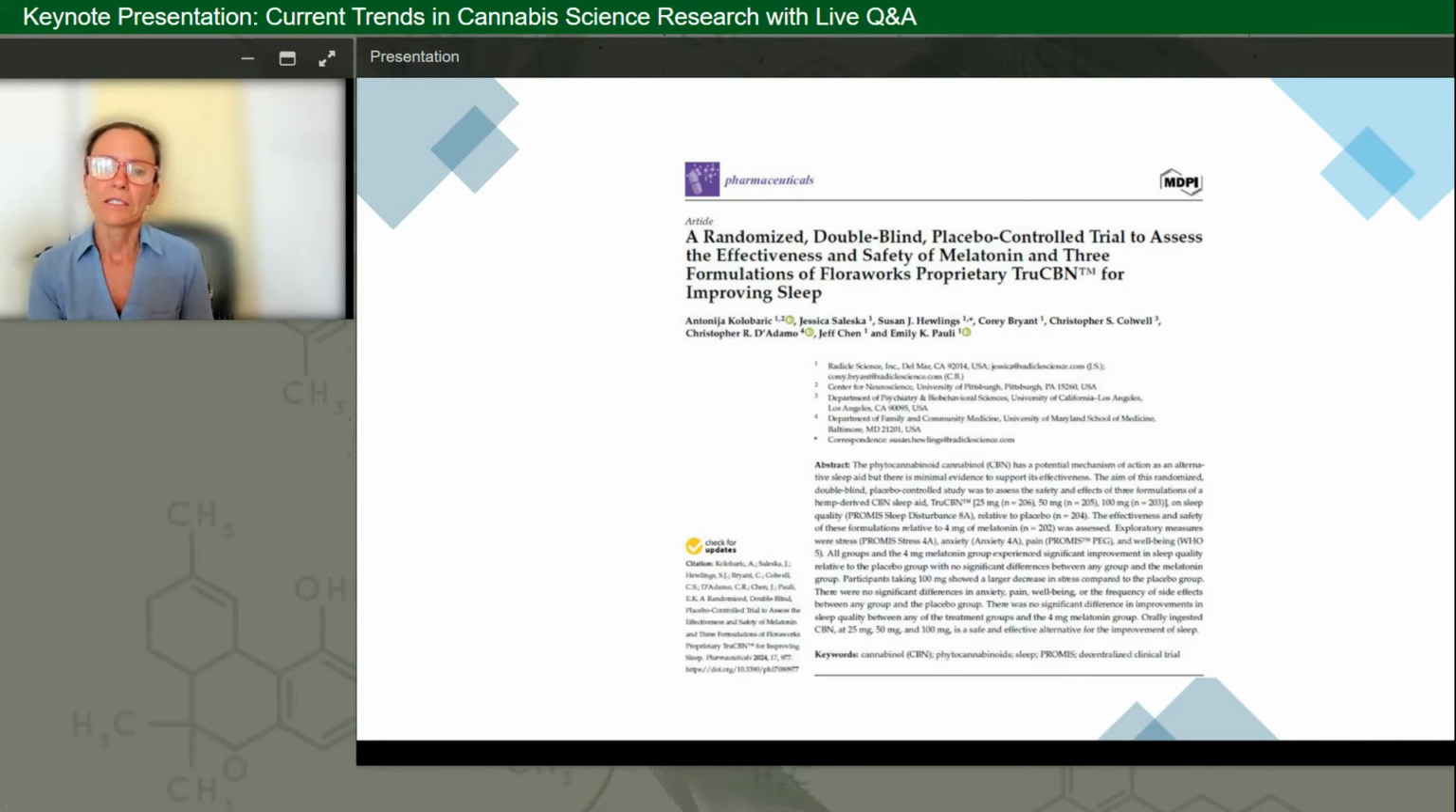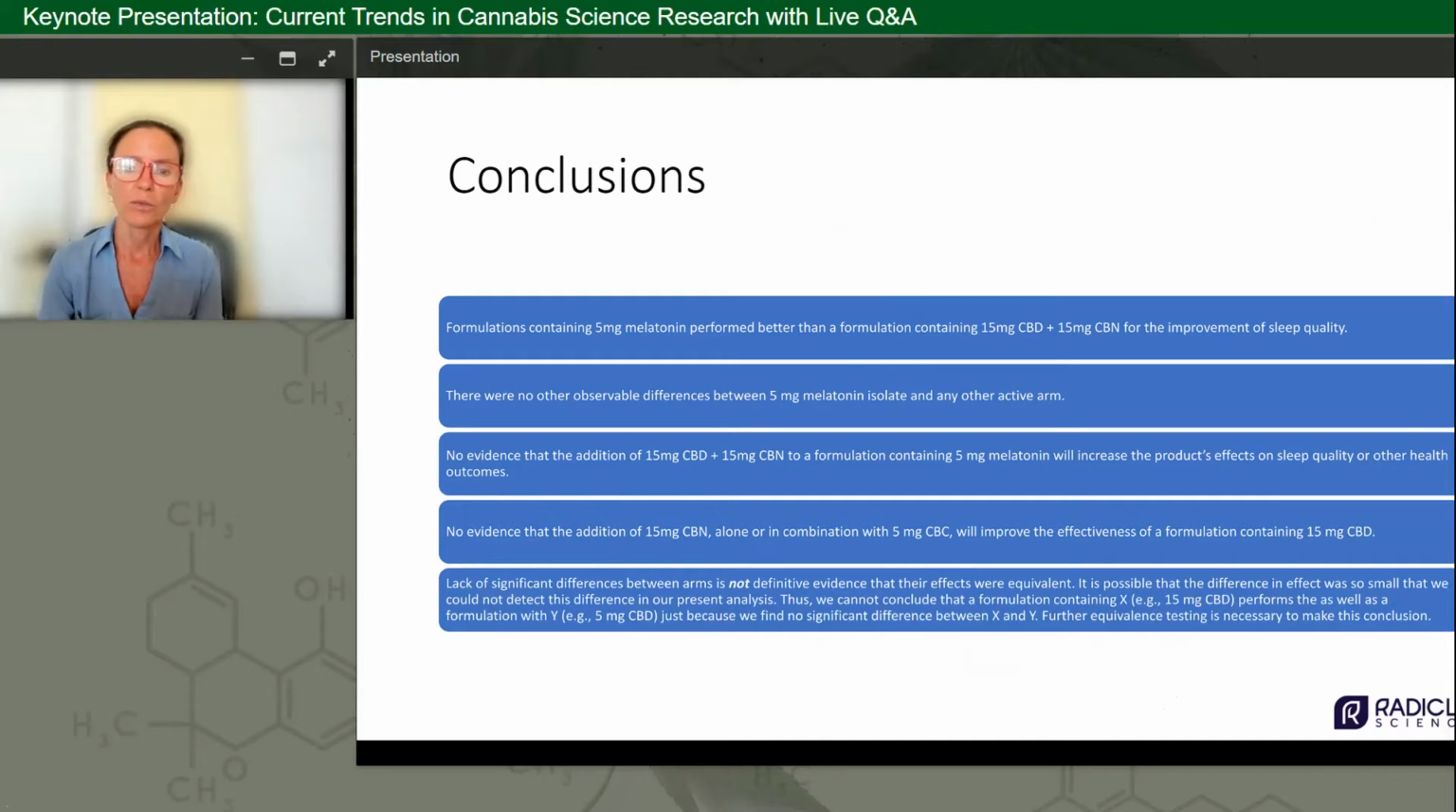So this is another study that we did that focused on a proprietary blend from a company called FloraWorks that had CBN in it, and also showed that CBN in and of itself benefited sleep. So again, looking at the minor cannabinoids and blends has become a trend in the space. What we found in general in these studies, just to combine them, is that formulations containing 5 milligrams of melatonin perform better than just 15 milligrams of CBD by itself. So a little bit of melatonin mixed in.